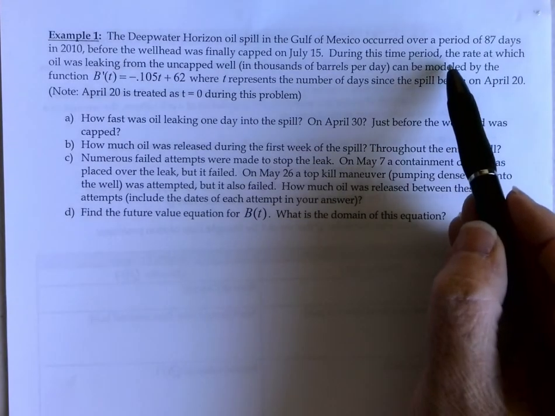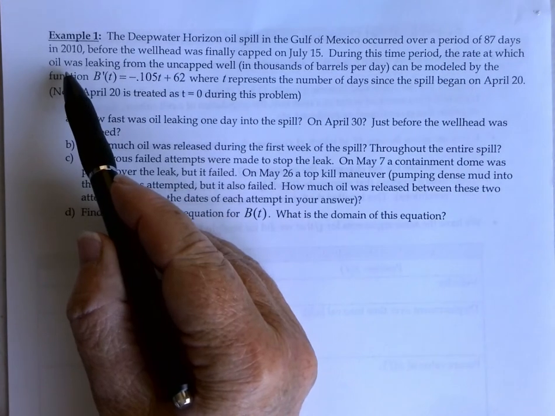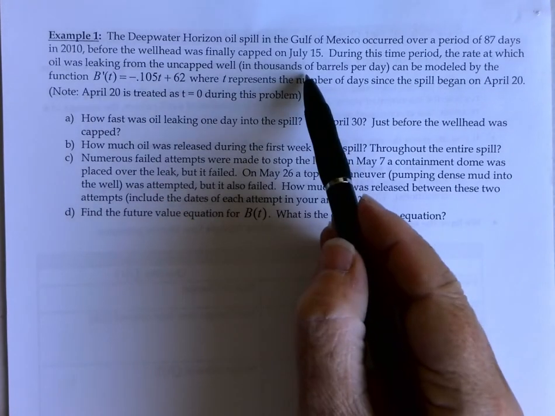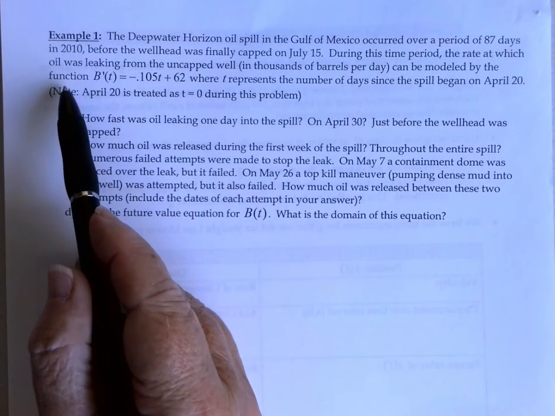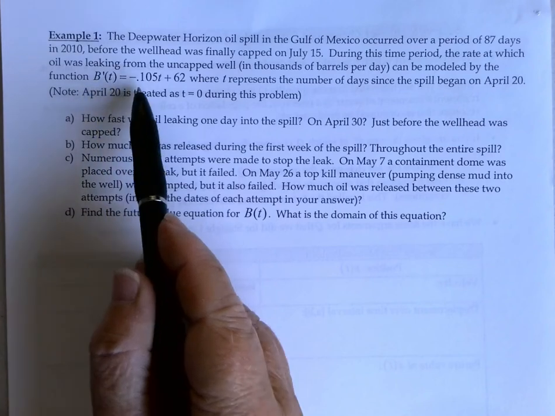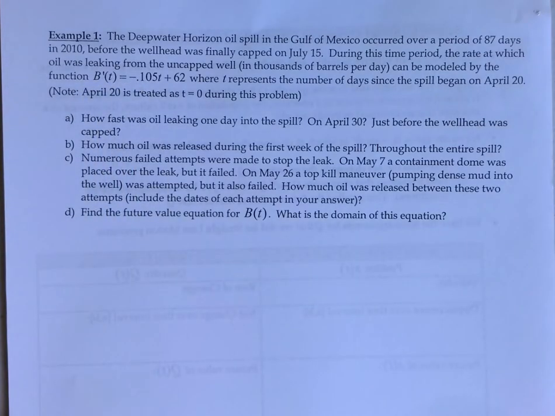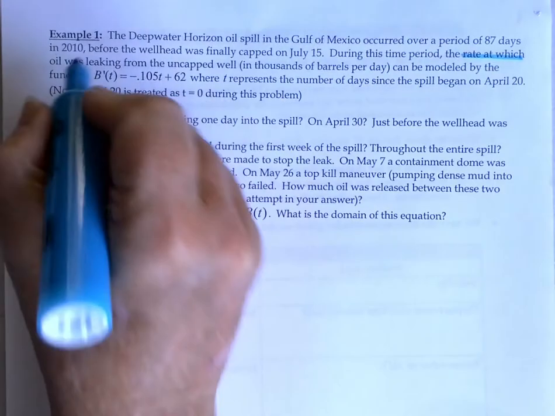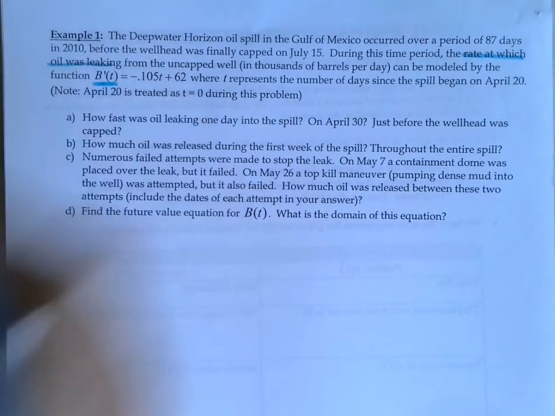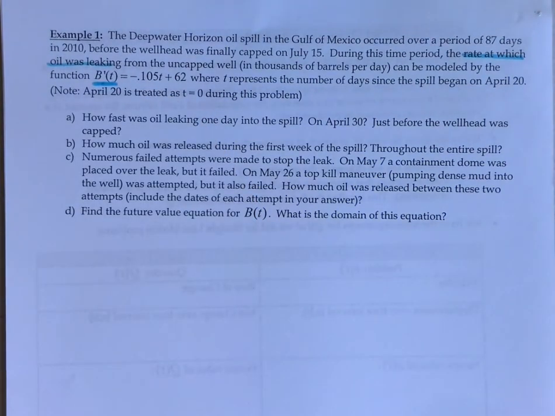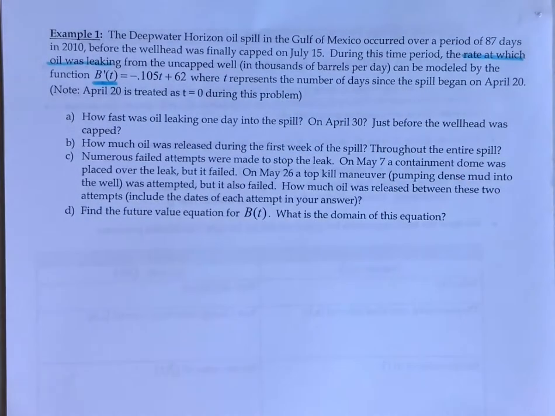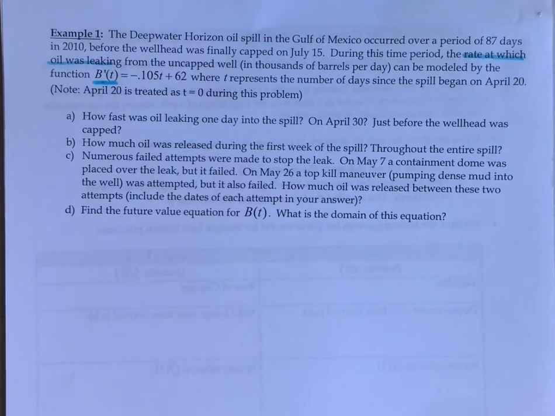During this time period, the rate at which oil was leaking from the uncapped well, in units of thousands of barrels per day, can be modeled by the function b prime of t is equal to negative 0.105 t plus 62. Notice, this is the rate at which the oil was leaking, and so it's the derivative. It's a rate of change, b prime, not b itself. Here t represents the number of days since the spill began on April 20th. So in other words, April 20th is being treated as t equals 0.